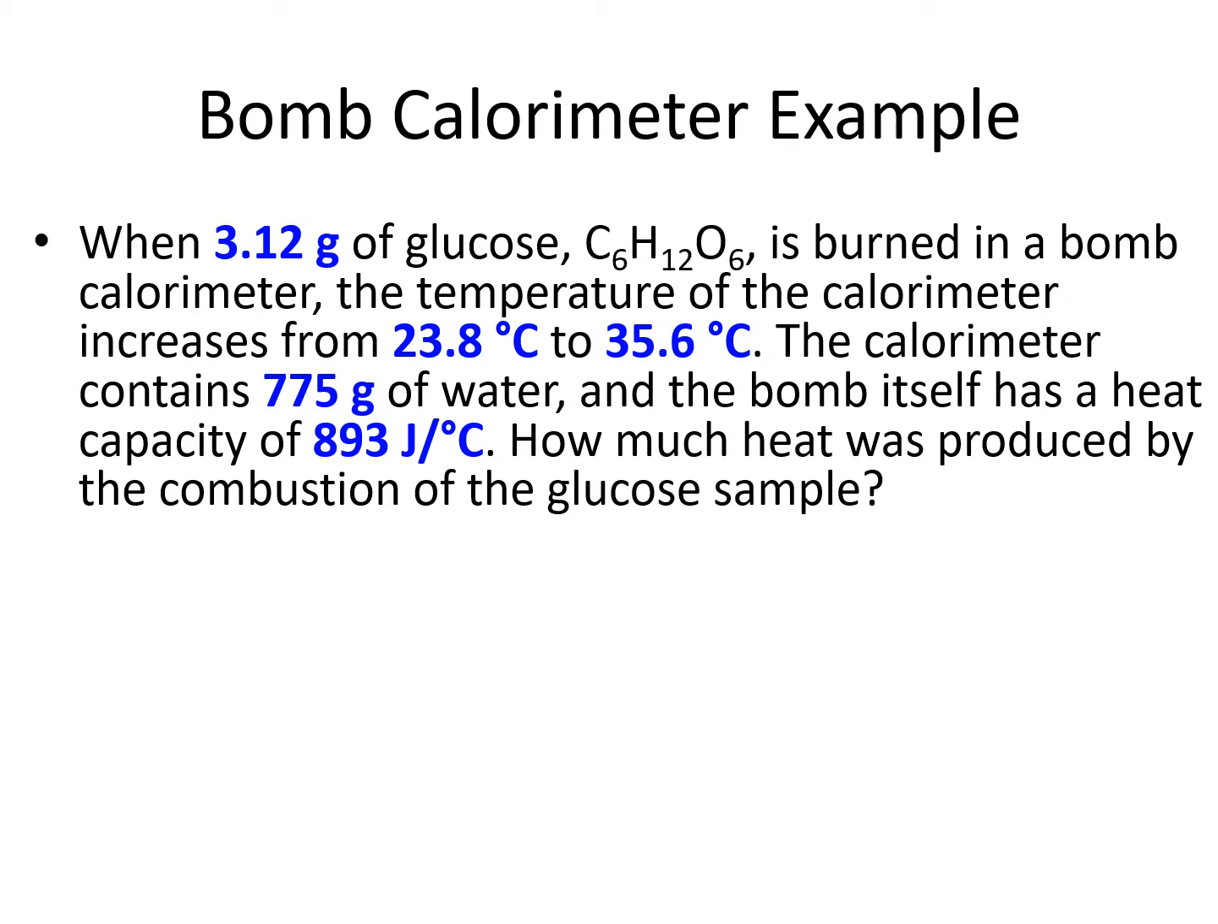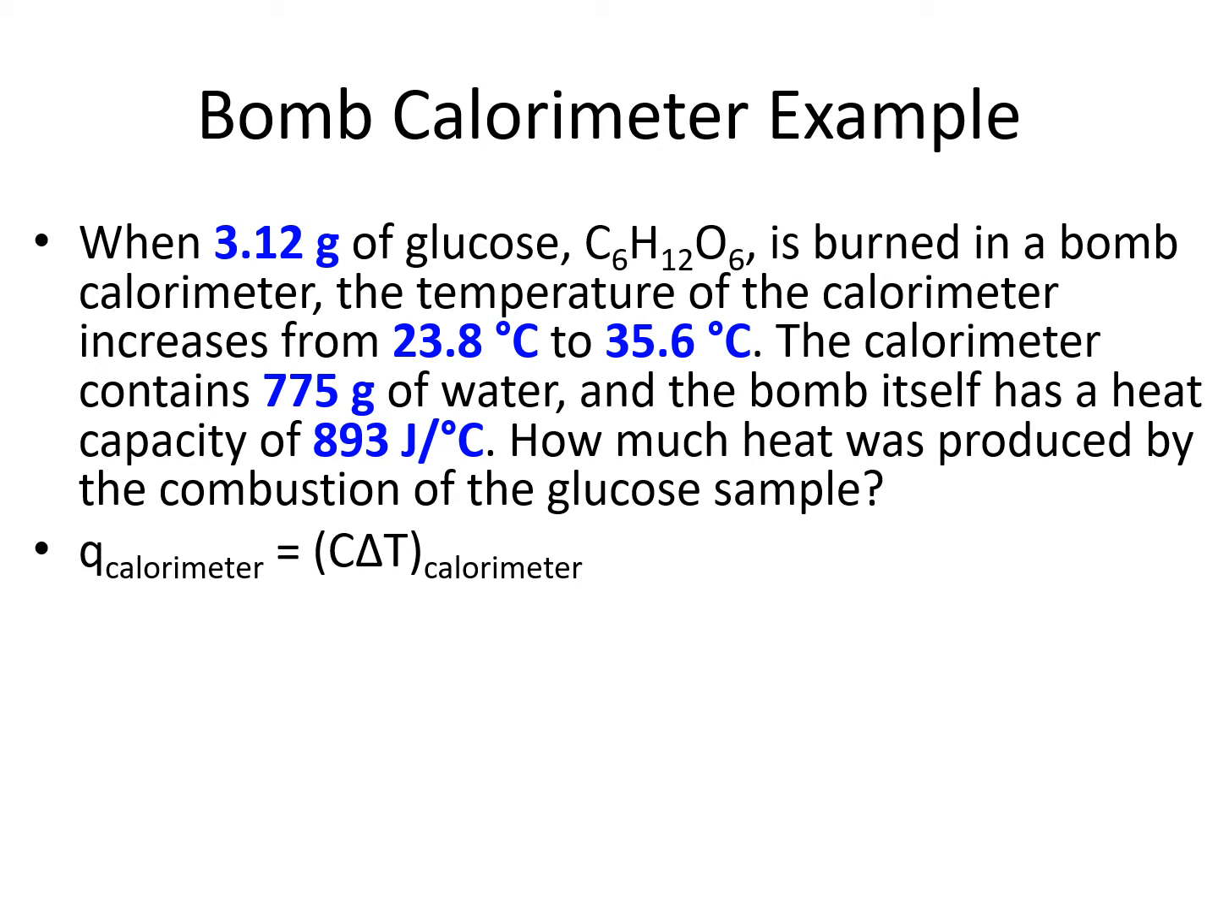In this example, we have 3.12 grams of glucose being burned in a bomb calorimeter. The temperature of the calorimeter increases from 23.8 degrees Celsius to 35.6 degrees Celsius. The calorimeter contains 775 grams of water, and the bomb itself, that is the calorimeter, has a heat capacity of 893 joules per degree Celsius. We're trying to solve for how much heat is produced by the combustion of the glucose sample.